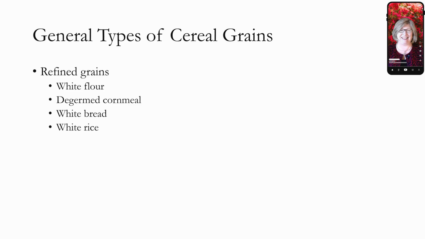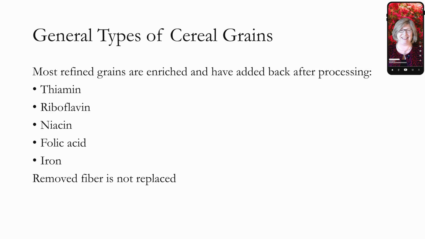Moving on to refined grains, which would not have the degree of fiber, you have white flour, degermed cornmeal, white bread, and white rice. Most refined grains are enriched and have added back after processing thiamine, riboflavin, niacin, folic acid, and iron, but the fiber is not replaced. So you need to know the difference in enriched and fortified in general. Enriched means to add back what you took out from processing. Fortified, you add additional nutrients.